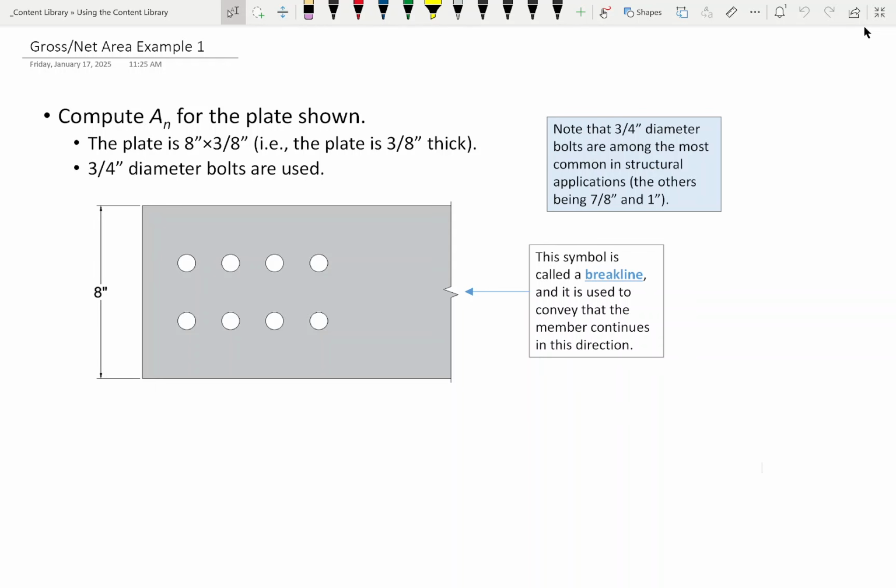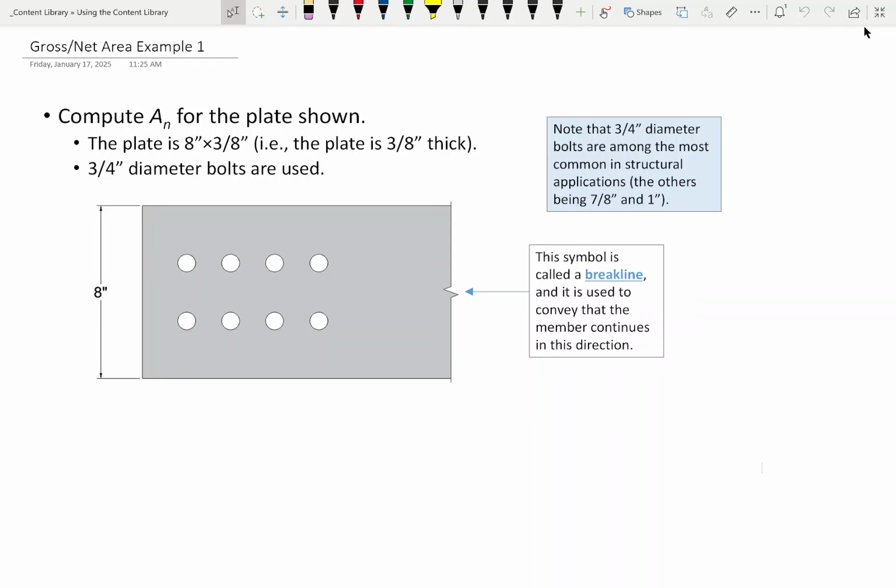5/8 are kind of common. 7/8 are pretty common. 1 inch is pretty common. Those are the most common bolt diameters that you'll use. For most of the example problems and calculations that we will do in this class, unless I otherwise note, 3/4 inches is a pretty good assumption, okay?